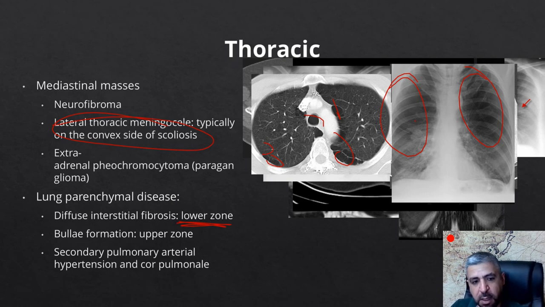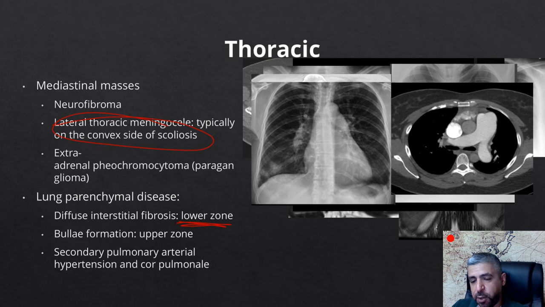You can see here, for example, these are multiple bullae formed in the upper zone of the lungs. The last manifestation is secondary pulmonary arterial hypertension, or cor pulmonale. As you can see here, these are the x-rays of patients with secondary pulmonary hypertension, and you can see the prominent, straightened heart border due to pulmonary hypertension, and the paucity of the vessels in the lungs here and there. And in the CT scan, you can easily appreciate that the pulmonary trunk is much larger than the aorta due to the presence of pulmonary arterial hypertension.